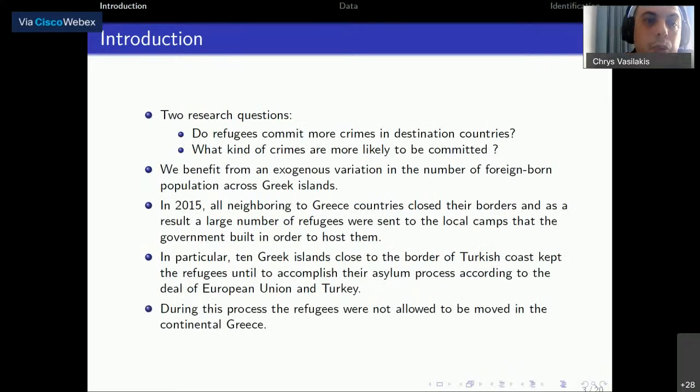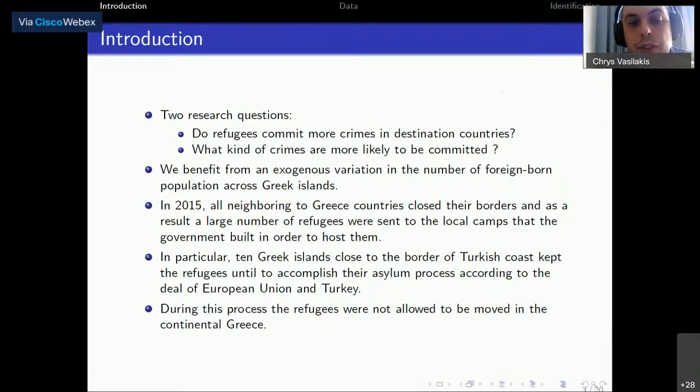So we actually have two research questions. Do refugees commit more crimes in the destination countries? And what are the crimes that are more likely to be committed? We benefit from exogenous variation in the number of foreign-born population across Greek islands, which started to increase in 2015. Before 2015, the foreign-born population in the Greek islands was less than 1%. After the refugee crisis it became more than 8%.